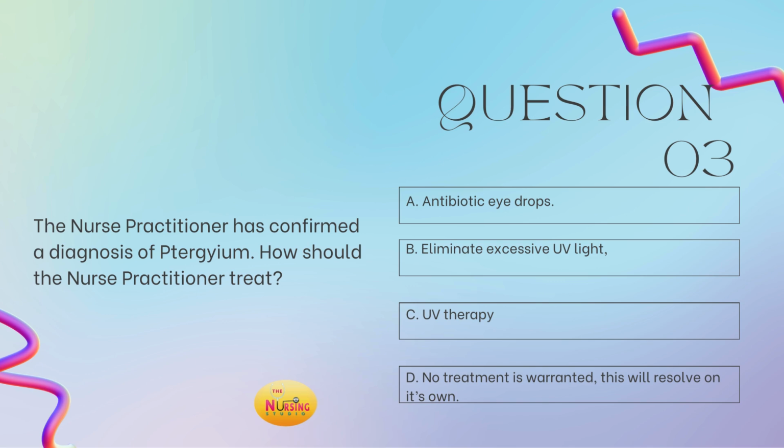You want to eliminate excessive UV light, wearing sunglasses, and if it begins to obstruct the patient's vision, then they may warrant surgery, okay?